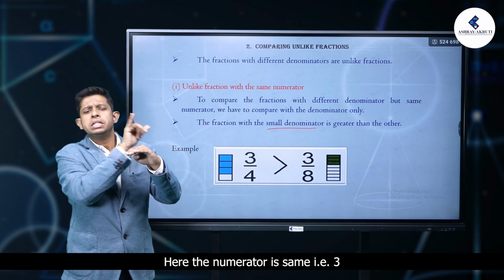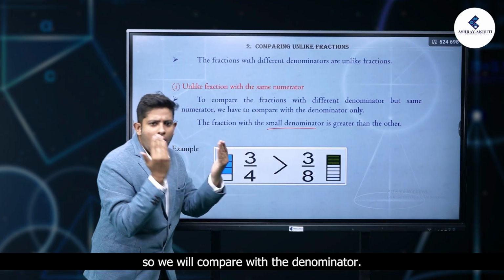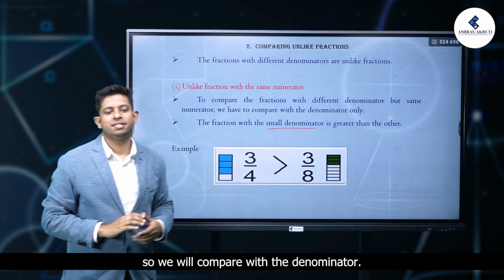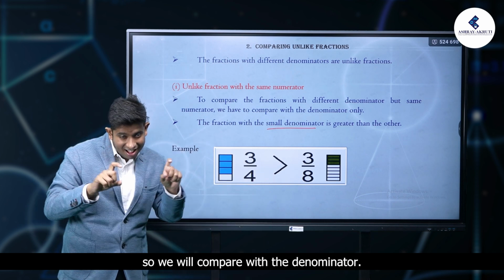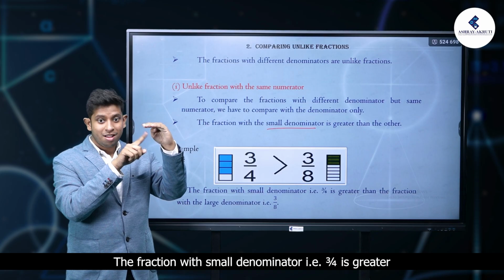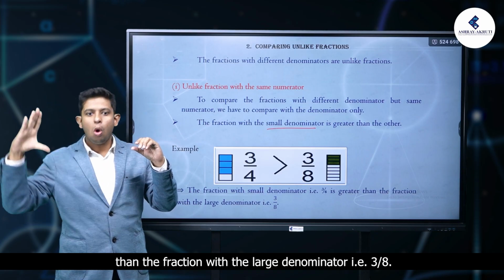Here the numerator is the same, that is 3, so we will compare the denominators. The fraction with the small denominator, that is 3 by 4, is greater than the fraction with the large denominator, that is 3 by 8.